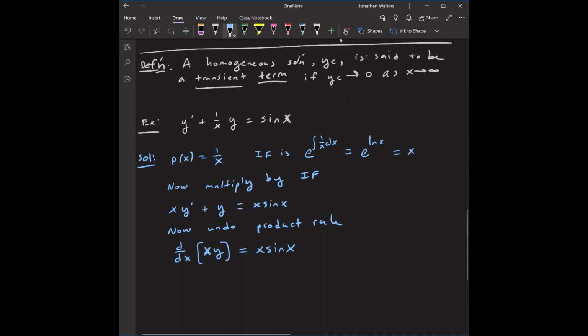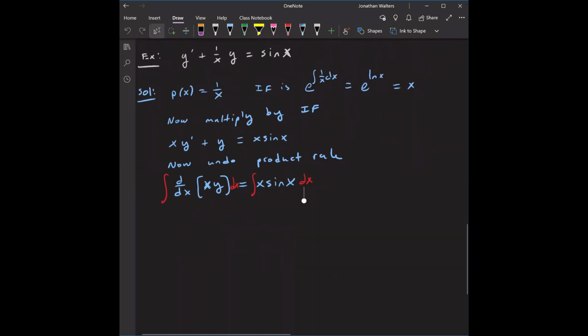So now integrate both sides with respect to x. On the right, we're going to have to do integration by parts. On the left, we just get x times y. So u equals x. I could just do a tabular integration here. Put a u and a dv column.